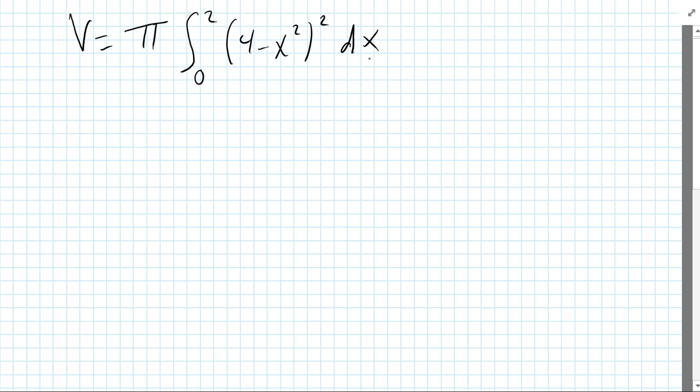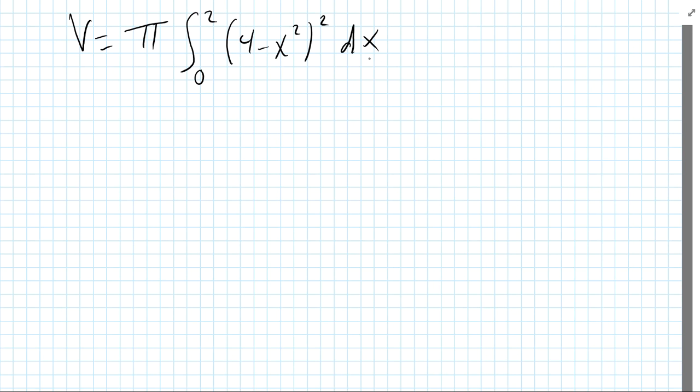Everybody ready? Is it going to be volume is equal to pi, because I can factor the pi all the way out, right? Integral. What were my a and b's again? 0 to 2 of, what was my r? 4 minus x squared dx. Okay, now what?